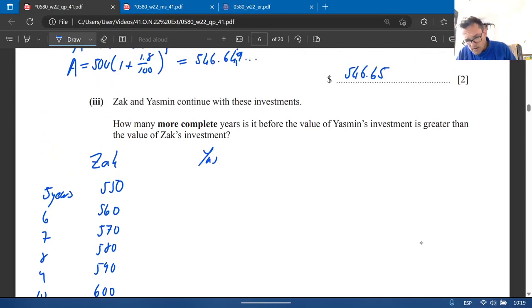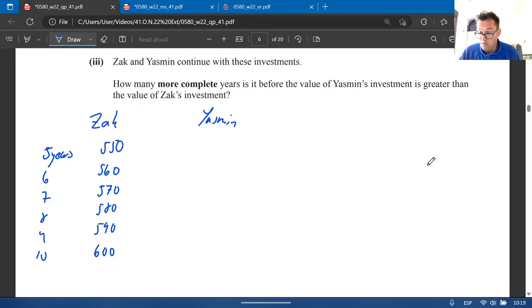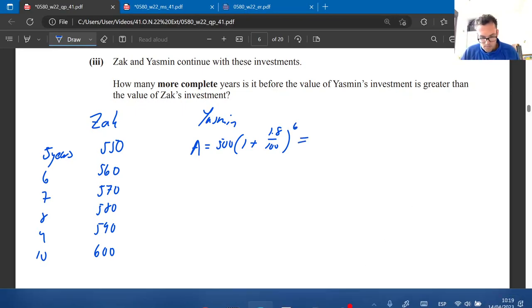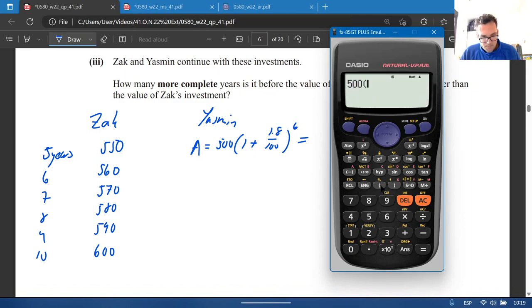Yasmin over there. I'm sure we can work out some complicated formula to do this, but I'm just going to do trial and error. So we know that her amount in the bank is the original 1 plus 1.8 over 100, and then the time. Okay, so let's do that to the power of 6. So we can put that in and see what happens. So to the power of 6. After 6 years, she's got 556.489. And Zach over there has still got 560. So he's a little bit better.